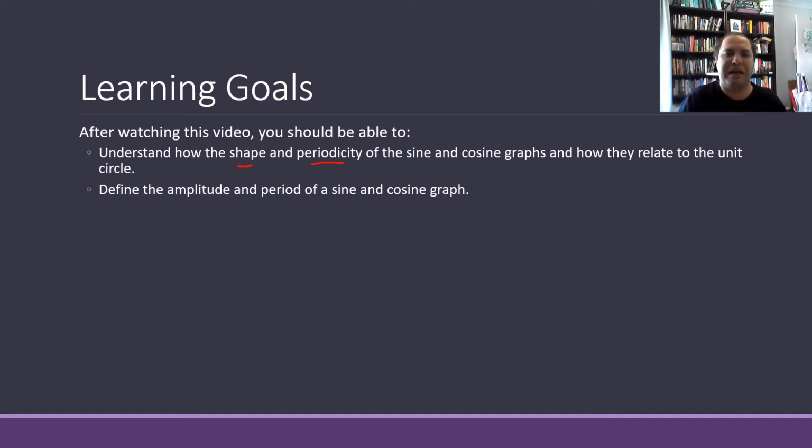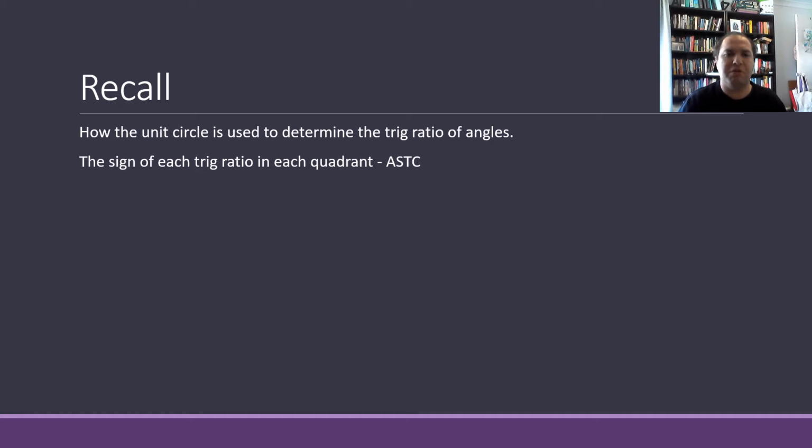We also want to define the amplitude and period of a sine graph and a cosine graph, and also be able to read these graphs and work out values just using those graph reading skills that you've done in previous maths courses. Some things to recall are our unit circle and how when we go around it we can get our sine, cos and tan values and how they change depending on where we are on that unit circle. Then remember the sign of each trig ratio in each quadrant using All Stations to Central or whatever other memory tool you use to remember which trig ratios are positive in which quadrants.